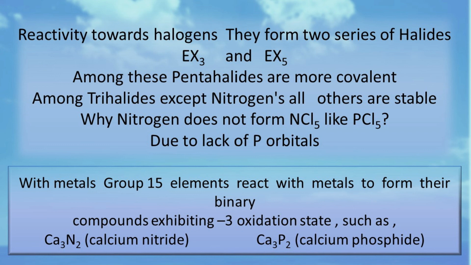Okay. Now with metals, group 15 elements will react to form binary compounds in their -3 oxidation state. For example, you will have calcium nitride, calcium phosphide, sodium arsenide, zinc antimonide, magnesium bismuthide, etc.